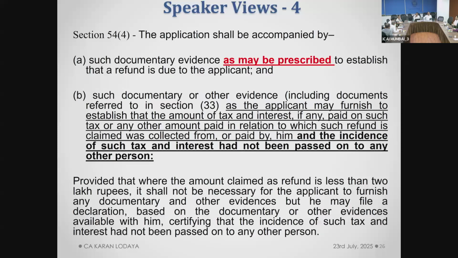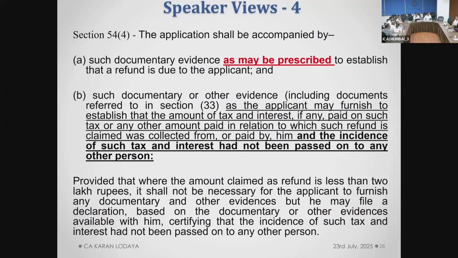But 2M states that for export you don't have to provide this declaration, you don't have to prove unjust enrichment. But 54(4)(B), how to come out of this? 54(8) says notwithstanding anything contained in subsection 5, right? And 5 is the ultimate order.